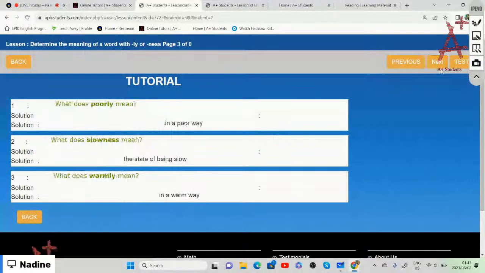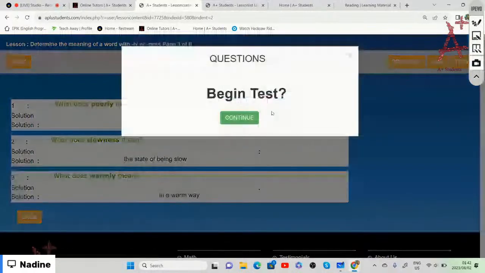And then we have slowness, right? It is the state of being slow, right? So slowness, this person is in a state of being slow. And then we have warmly, which is in a warm way, right? So warmly, in a warm way, can either mean the way somebody says something, right? So they're saying it in a warm way, calm way, in a nice way, right? All right, let's go to our test.